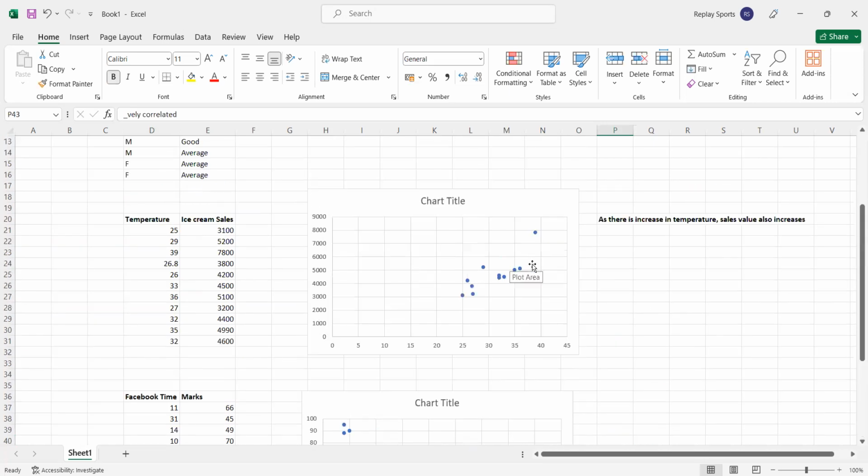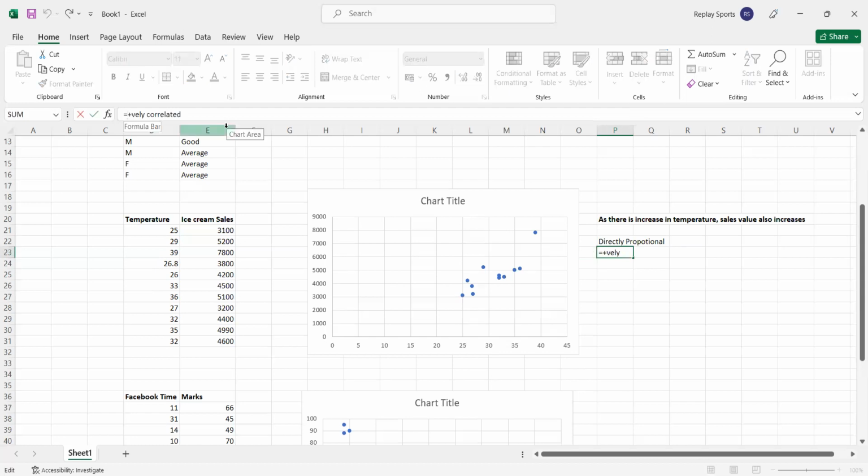If they go in the same direction, we call it positive correlation. This is also called directly proportional, or positively correlated. Positive, not plus, because plus doesn't come here. Okay, positively correlated.